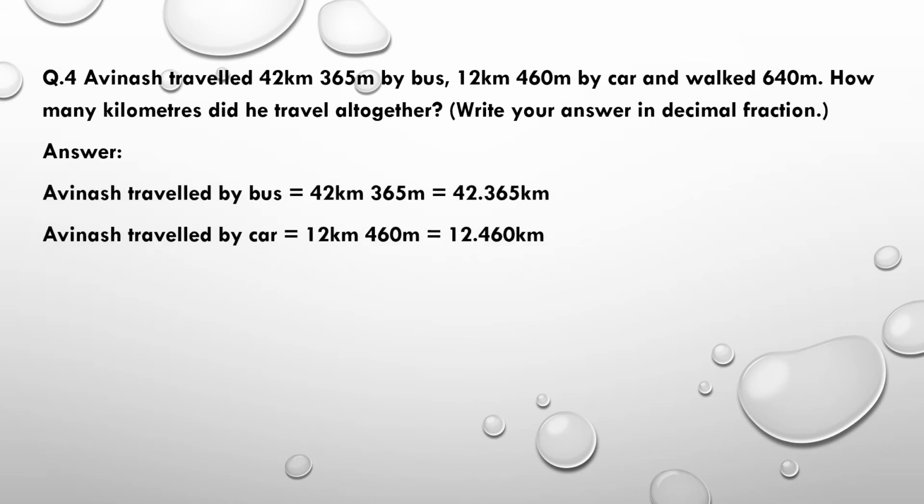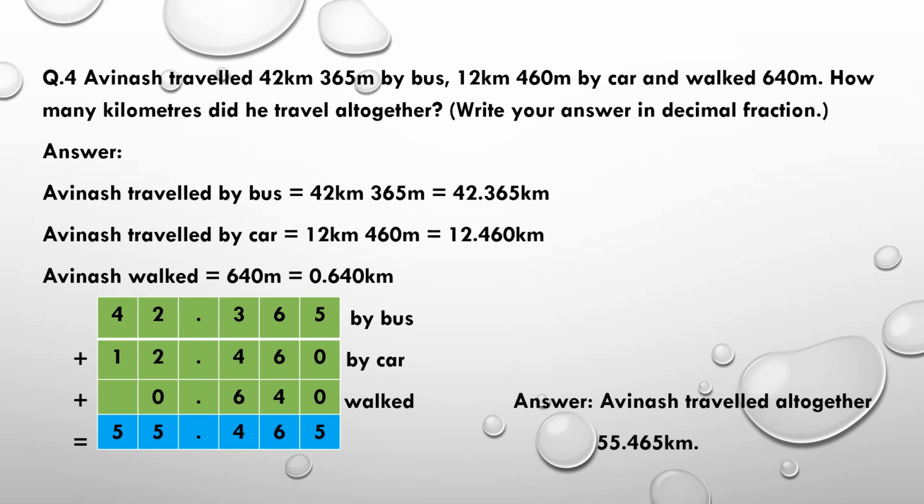Answer. Avinash travelled by bus 42 kilometers 365 meters, which is equal to 42.365 kilometers. Avinash travelled by car 12 kilometers 460 meters, which is equal to 12.460 kilometers. Avinash walked 640 meters, which is equal to 0.640 kilometers.